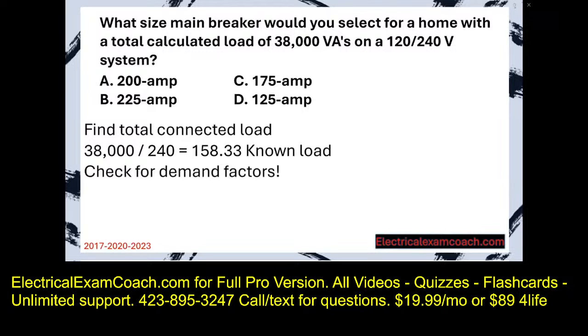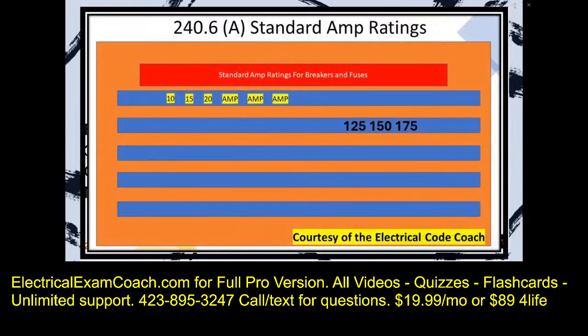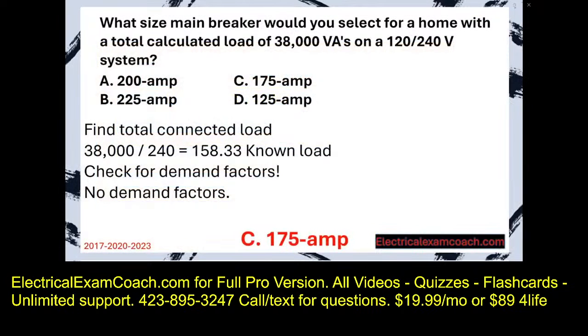Now we check for demand factors. And like we said before, there are no more demand factors on this calculation. We head over to table 240.6(A), and we choose the next standard size breaker. And in this case, it's 175 amps.